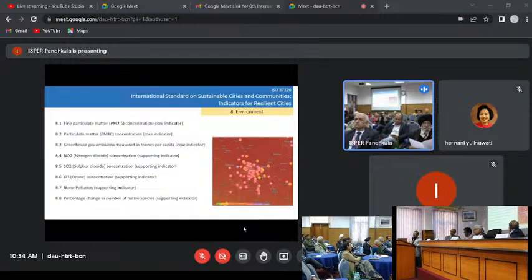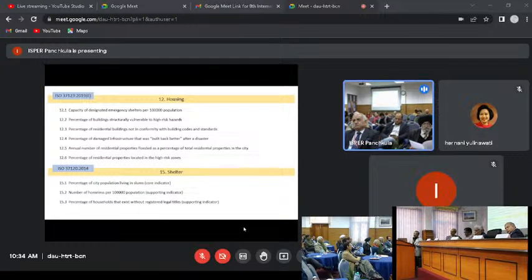Then when we talk again about air quality, what is the PM level concentration in different areas, and this image shows what type and level of different pollutants we have within an area. So we need to take care of all these things while we are doing the planning.